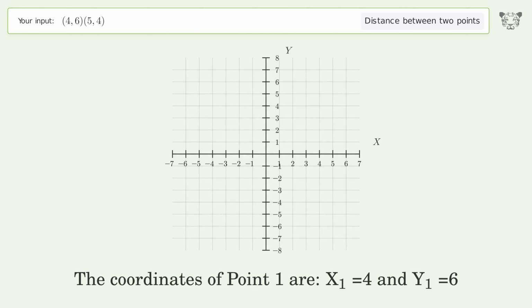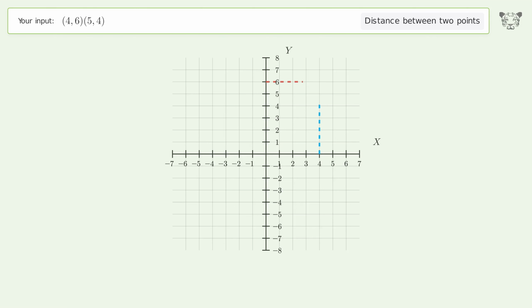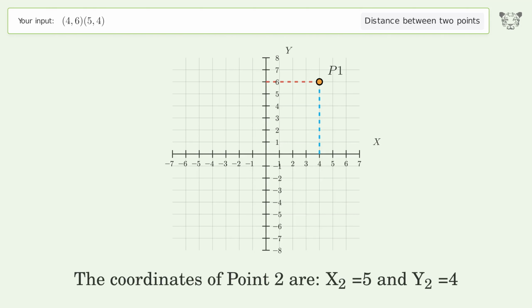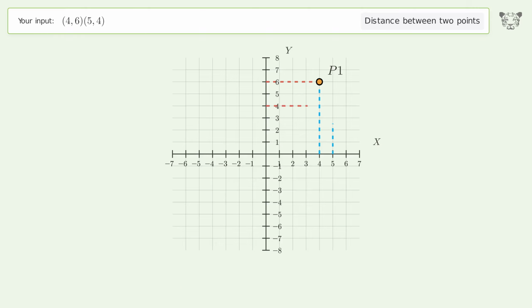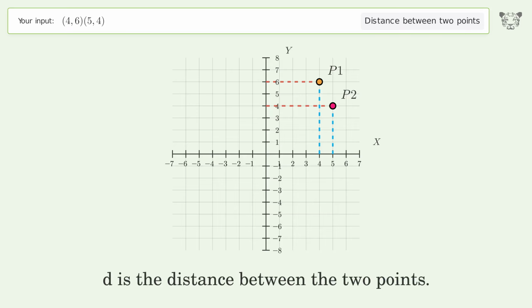The coordinates of point 1 are x1 equals 4 and y1 equals 6. The coordinates of point 2 are x2 equals 5 and y2 equals 4. D is the distance between the 2 points.